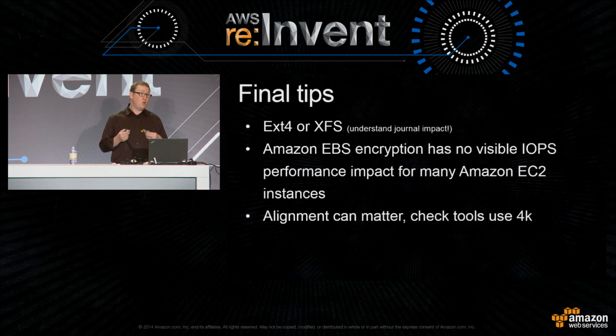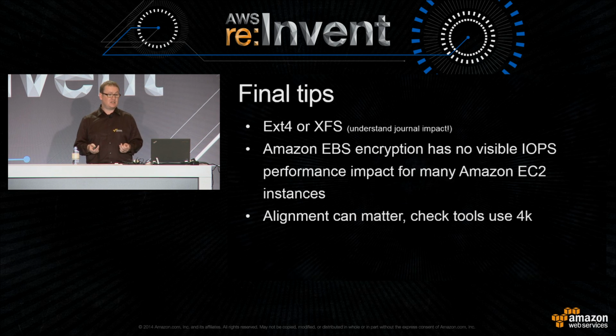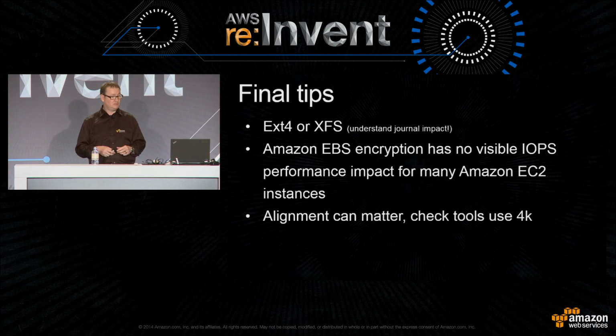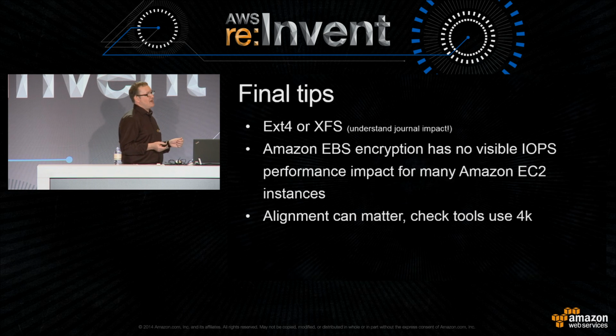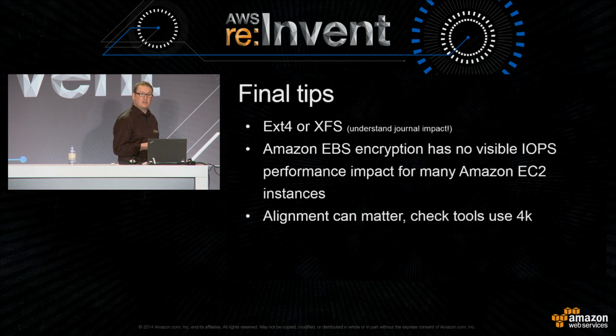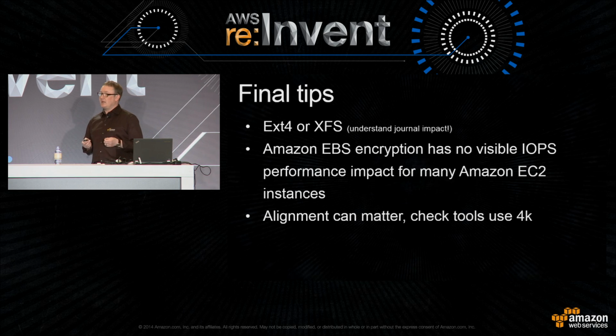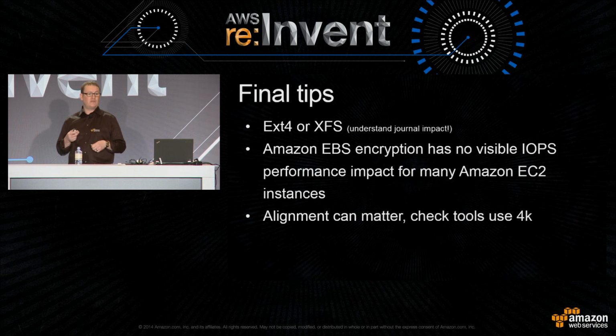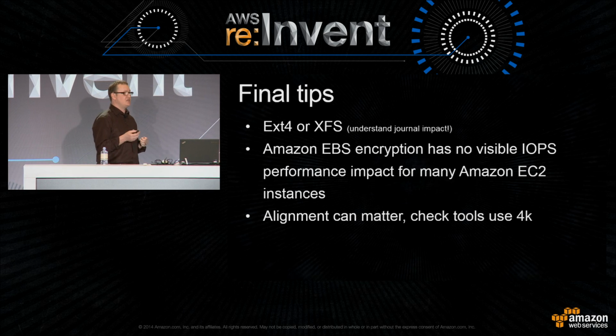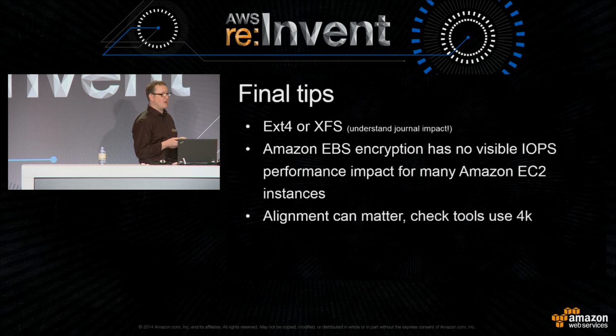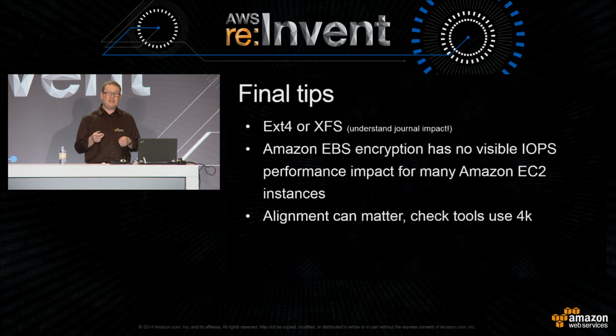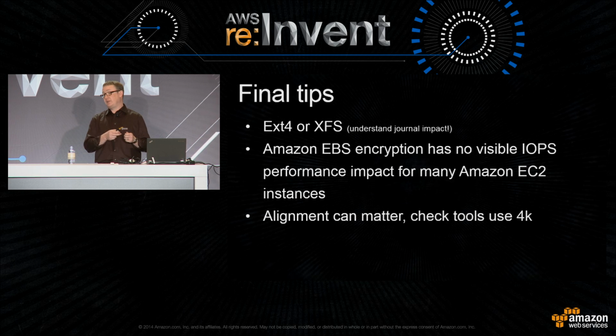We have no impact today from Amazon EBS Encryption. So if you need it, turn it on. And alignment can matter. I've worked with a couple of customers on this. So you should be thinking about 4K alignment. And where I discovered this was a lot of older operating systems, the fdisk command or the make partition command, they're thinking about much older media that didn't exist or newer, they're not capable of understanding the newer media. So pay attention to that.